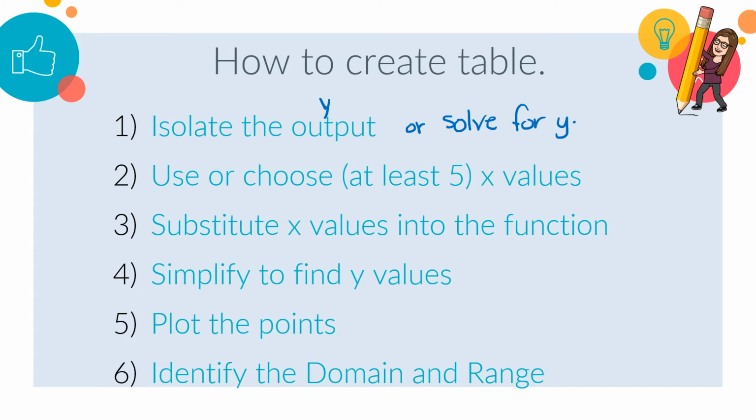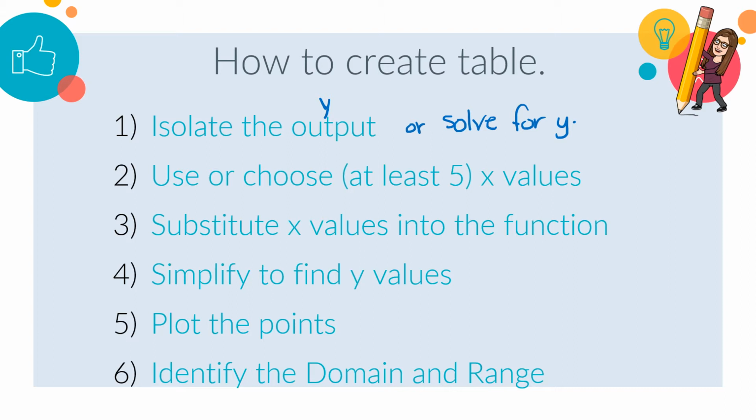Step 2, you're going to use or choose at least 5 x values. So we're going to have a table. It's going to have an x column. Now, sometimes I'll give you the 5 values. Other times, you want to pick 5 x values. We're going to talk about what x values would be the best, what strategy might help you with step number 2.